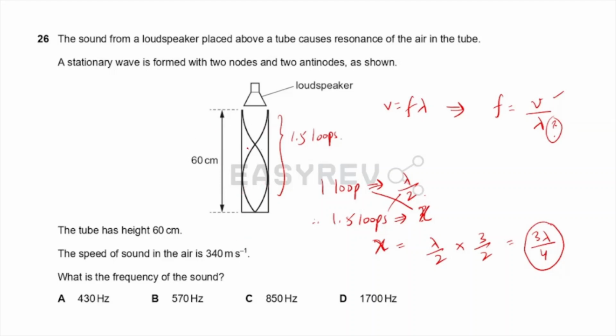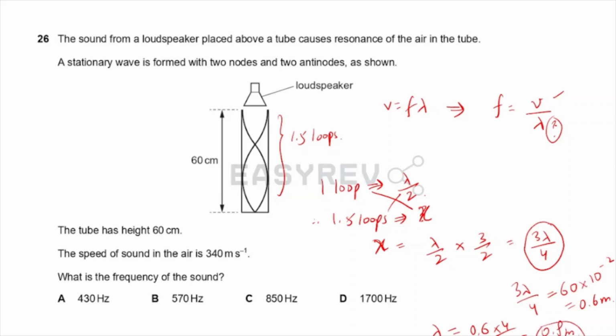Now this length, as we see, is equal to 60 centimeters, or in terms of meters that would be 0.6 meters. So now we can rearrange this to make lambda the subject of the formula. We get 0.6 times 4 divided by 3. And here you'll get 0.8 meters precisely.